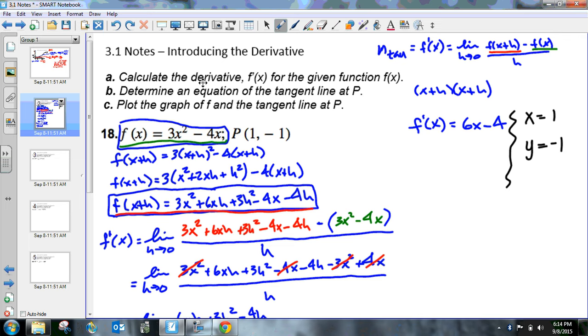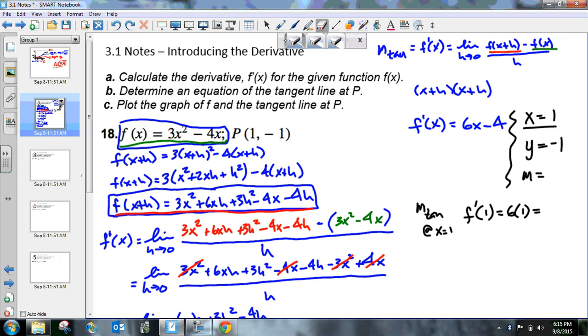And if I want to determine an equation of the tangent line, an equation of a line, I need a slope and a point. So I need to find my slope. I want to find my slope of the tangent line when x is equal to 1. So to find the slope of the tangent line at x equals 1, I plug in 1 into my derivative. I find f prime of 1. And I take 6 times 1 minus, whoop, let me just erase.